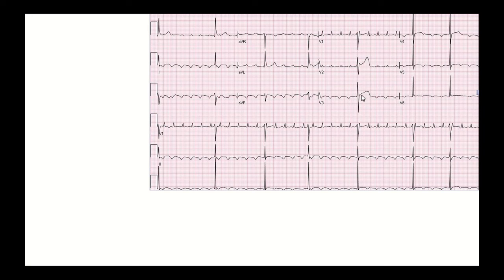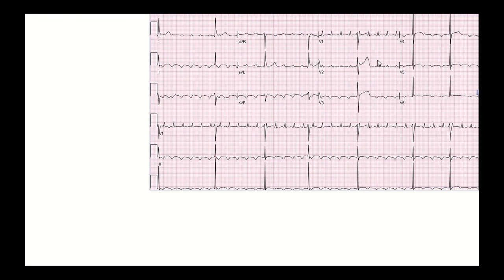But it's not really enough for me to get concerned by itself, unless, of course, this patient also had a clinical story that sounded like an MI, because even non-specific ST wave abnormalities could be representative of ischemia in the right clinical setting. So, why are these like this?